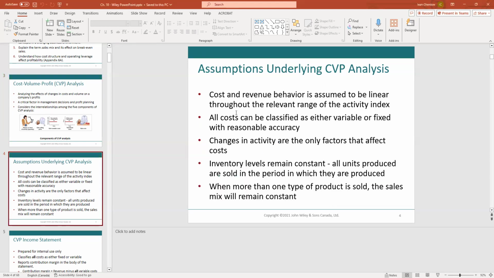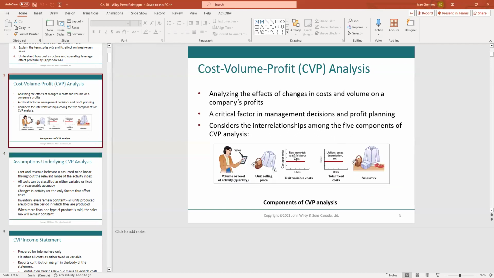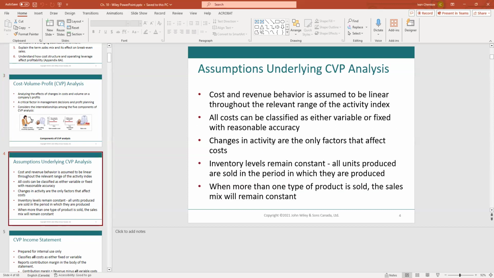Now, the assumptions: the cost and the revenue are assumed to be linear, so that means they behave that way. So variable cost per unit is always stable. Total fixed cost is always stable. All the costs you classify under variable and fixed. There's no mixed cost. There's nothing else. Just variable and fixed. And the change of activity is the only thing that drives the cost.